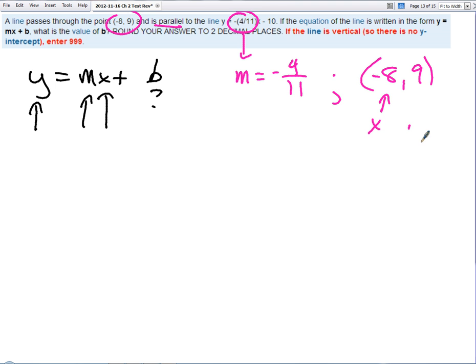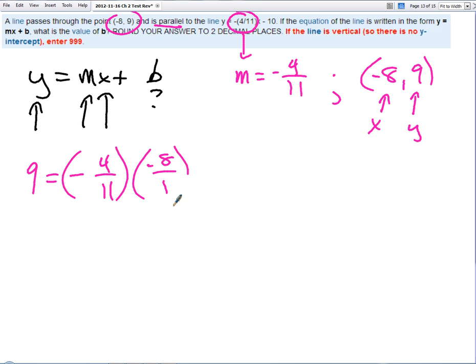So there's my x value and my y value, right? I can plug all that stuff in. So I get negative 9 equals negative 4 elevenths times 8 over 1, plus b. So what are the steps I would go through then to solve for b? Yeah, I just multiply the fractions straight across. And let's see, then I'm going to get negative times negative, positive. 4 times 8? 32, good. And then 11?